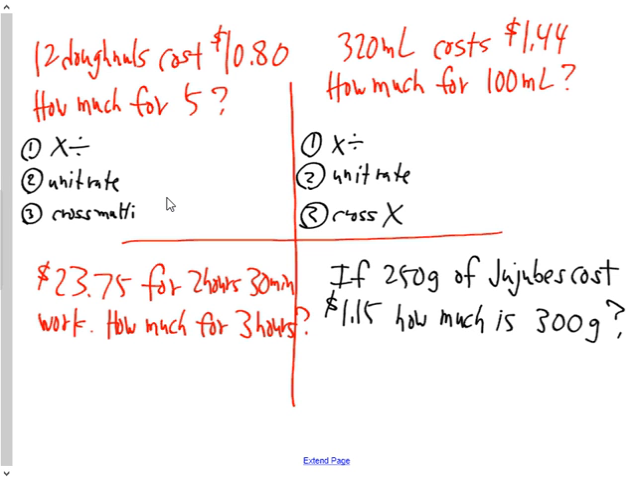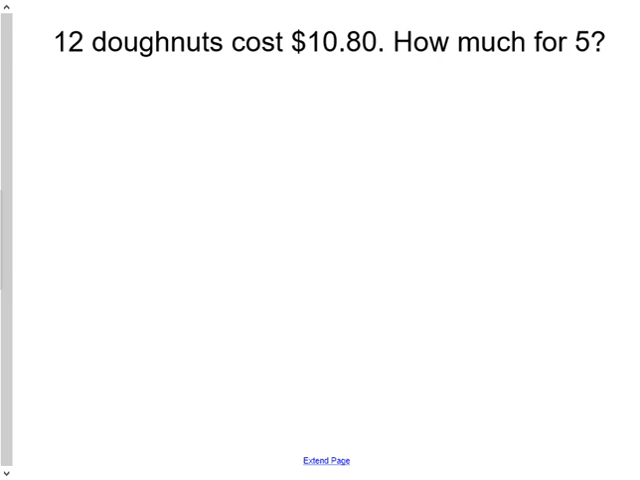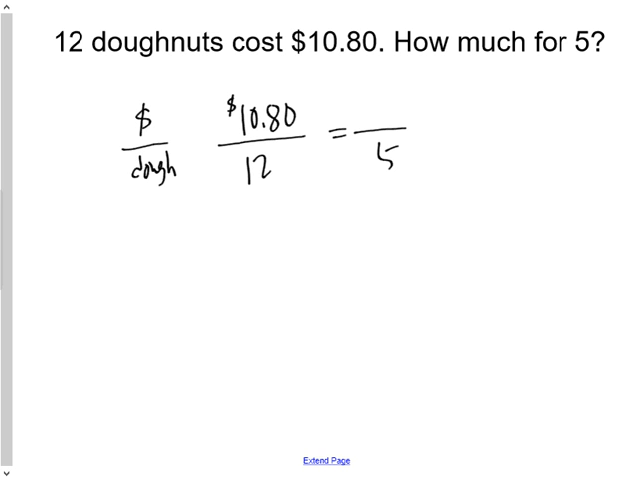We're going to solve it all 3 ways. We're going to use the multiplication division way, we're going to use unit rate, and we're going to use the cross multiplication. So your first question says 12 donuts cost $10.80. How much for 5? So if I think about cost to donuts, and I set it up as a ratio of the cost for donuts, then when I put my information in, my top number will be $10.80 for 12 donuts.